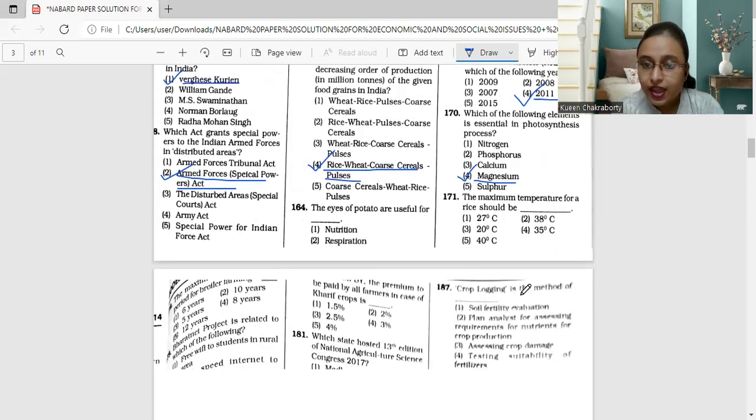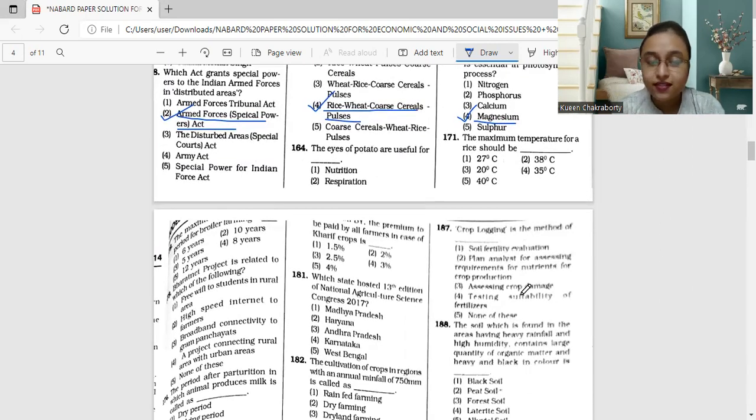Okay. Next, I move on to question number 171. The maximum temperature for rice should be: 27 degrees, 38 degrees, 20 degrees, 35 degrees, or 40 degrees. So, the optimum temperature for rice cultivation is usually between 25 degrees centigrade and 35 degrees centigrade. 38 degrees centigrade or Celsius is taken as the maximum temperature for rice.